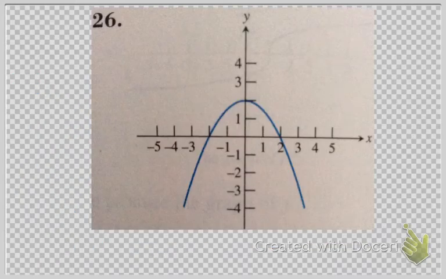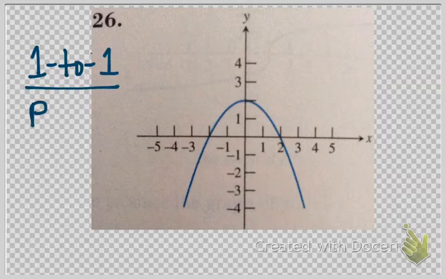Then on number 26, which I jumped down and picked up for this video because it's a related question, the directions here tell us to determine whether the function is one-to-one. And then if it is one-to-one, sketch the graph of the inverse. So we're going to review what one-to-one means.